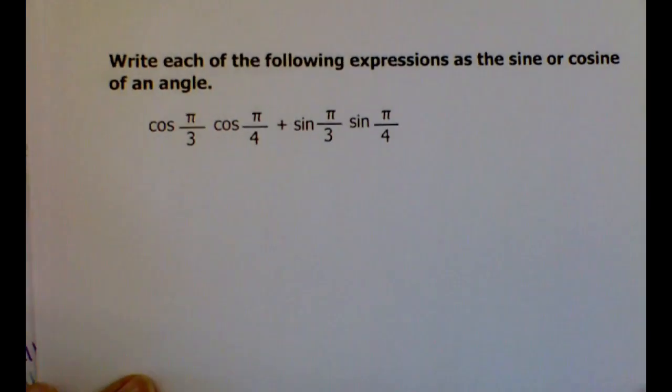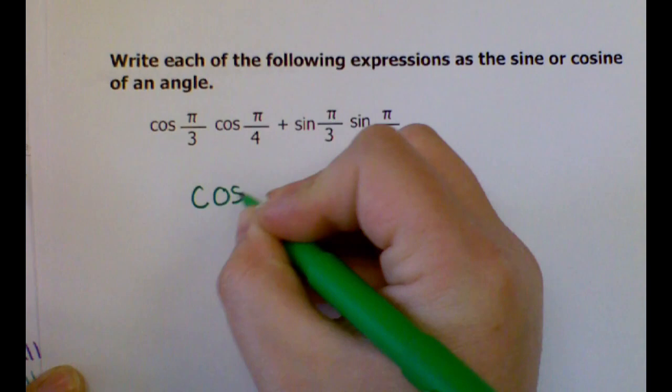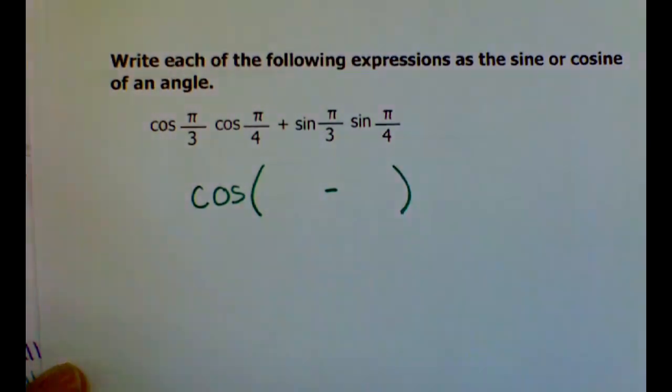All right, now we're going to go the opposite way. We're going to combine. So I see cosine, cosine, sine, sine with a plus in the middle. That is a cosine of a difference. So I could squish these back together as the cosine of two things subtracted. And it's always first minus second.